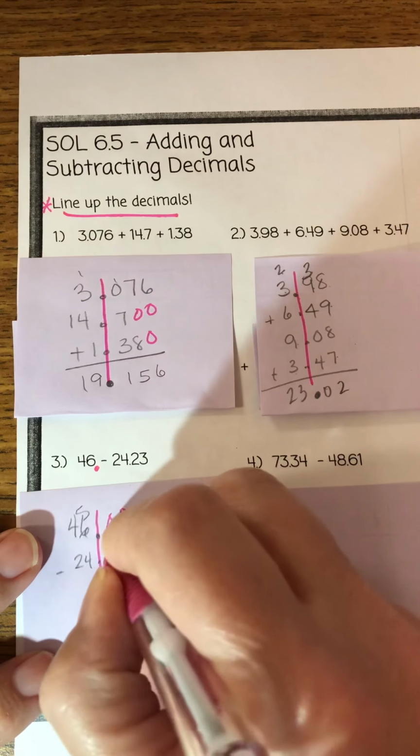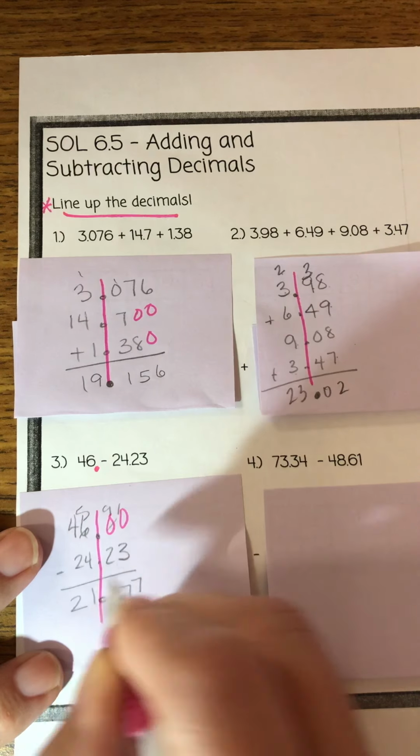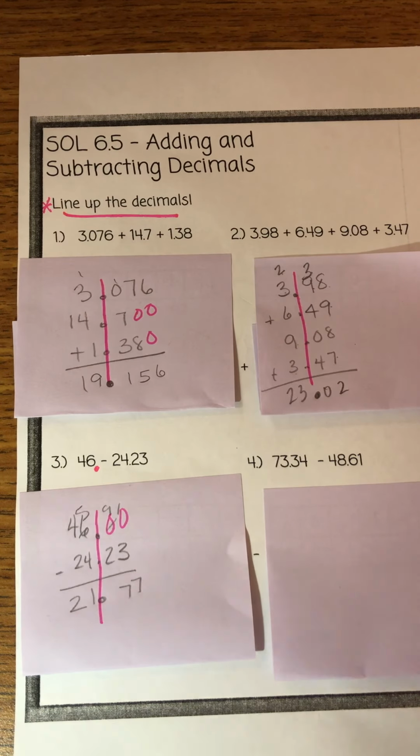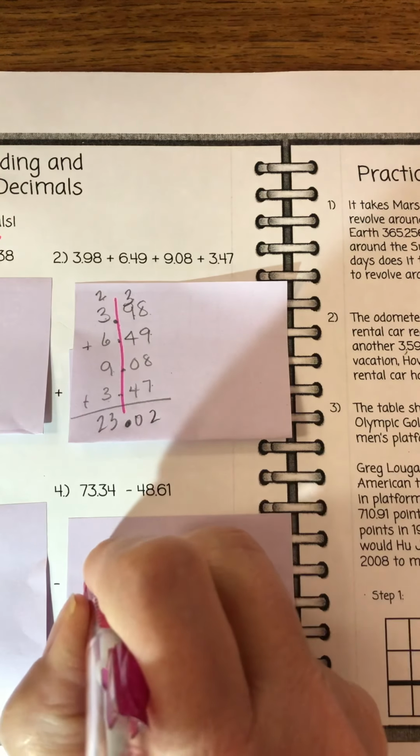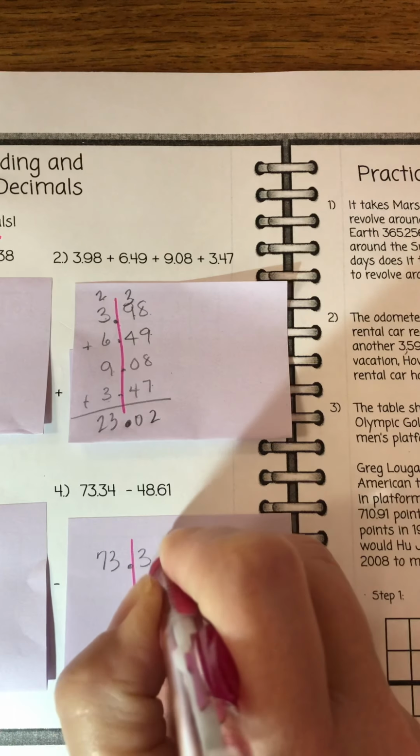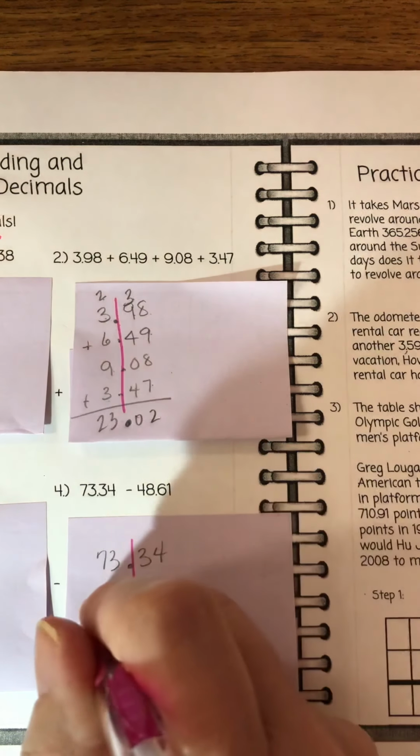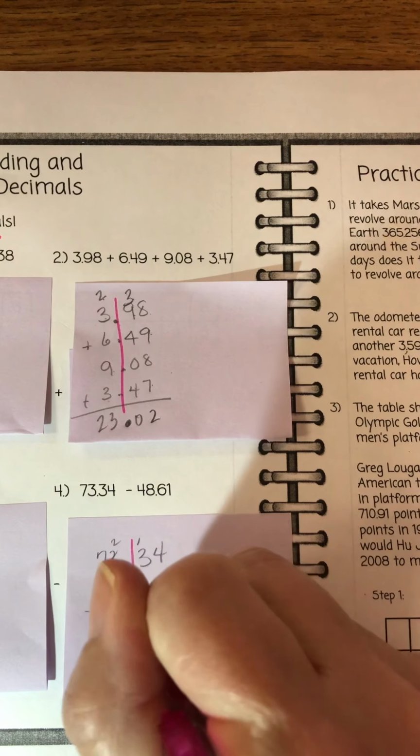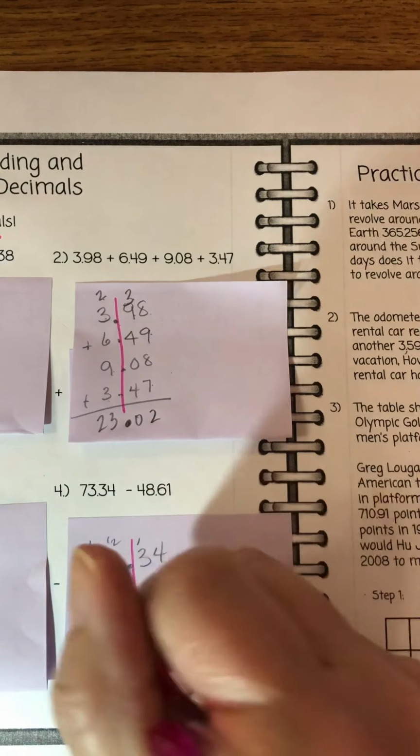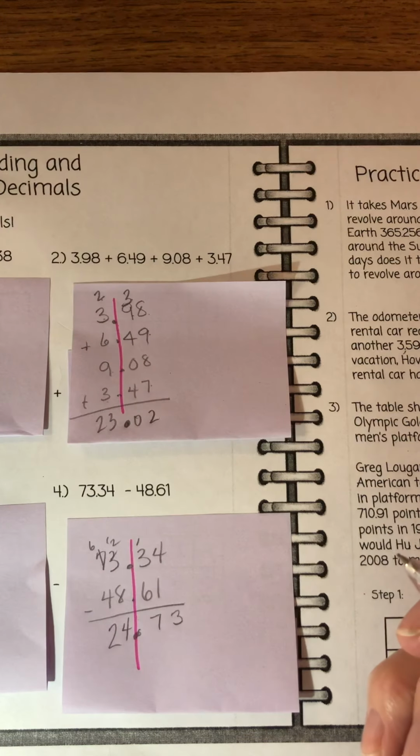And now we're going to borrow. So that's 7, 7. So it's 21 and 77 hundredths. All right, and then our last example. So that's 3, 7, so that's 24 and 73 hundredths.